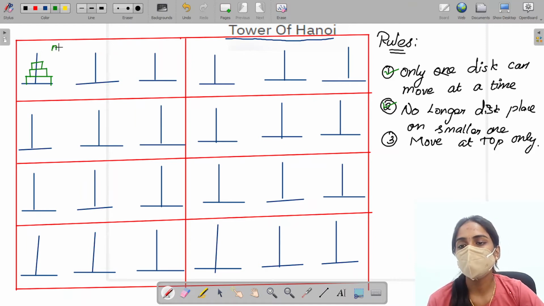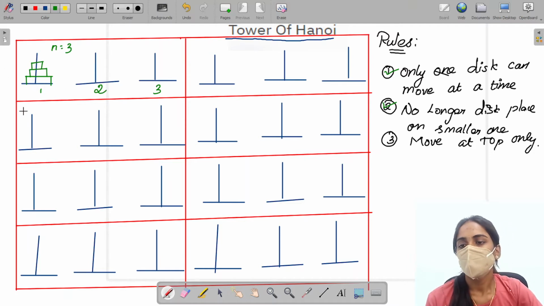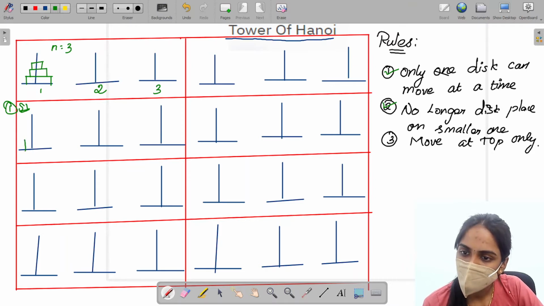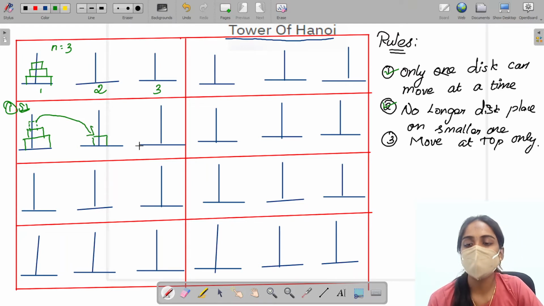If n is equal to 3, this will be my tower 1, this will be my tower 2, and this will be my tower 3. I have to place all the discs in tower 3. Step 1. This is the first step. Longest, second longest. I am going to place the smallest disc into tower 2. This is my first move.